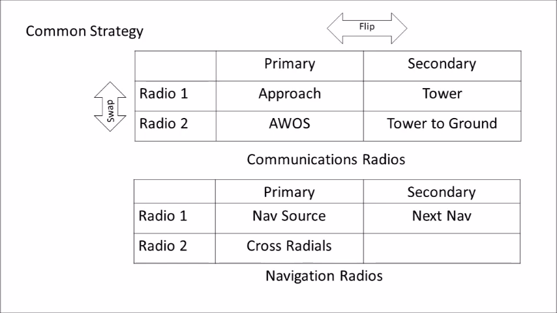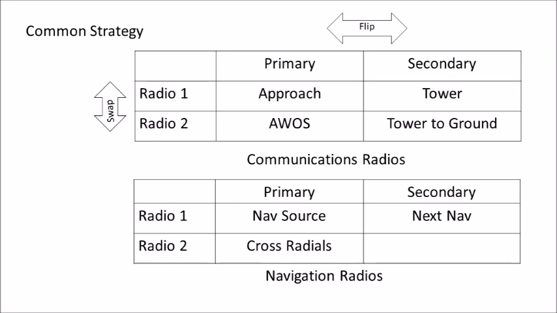The nav side is not particularly complicated. Most people try to keep their primary navigation in radio number 1, and they'll almost always set up any needed cross radios in radio 2. Typically on the nav side, radio 2 isn't doing much and is probably not used very often. So this approach works pretty good.